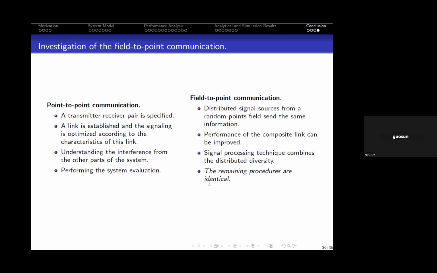And a very high-level takeaway is that previously we considered point-to-point communication, where you specify one transmitter and one receiver, and analyze the characteristics of this link. With this modeling, you can analyze field-to-point communication. That is to say, the signal sources are distributed rather than centralized. Of course, you will require some signal processing technique to combine these spatial diversities. And then the remaining procedure is the same as the previous method.